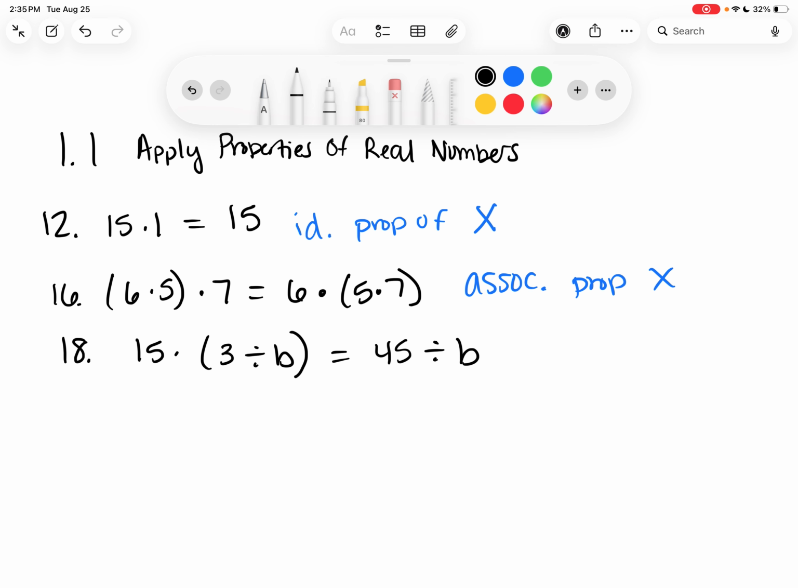So the first thing that I need to do is get rid of the division. If I have a problem with a subtraction sign in it, I need to get rid of that. So the first thing I'm going to do is rewrite the division as a multiplication of 1 over b, because that would be the same thing. So this is going to become 15 times, in parentheses, 3 times 1 over b. And the reason for that is going to be the definition of division. Because division is literally just multiplying by the inverse.